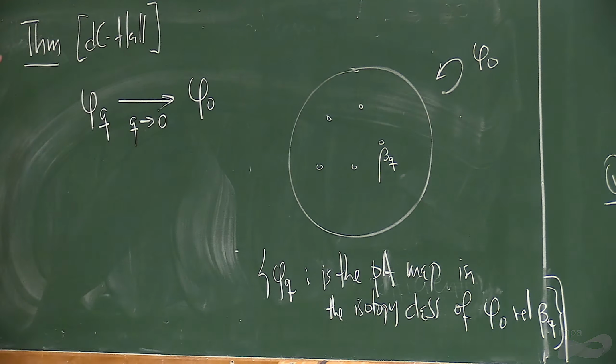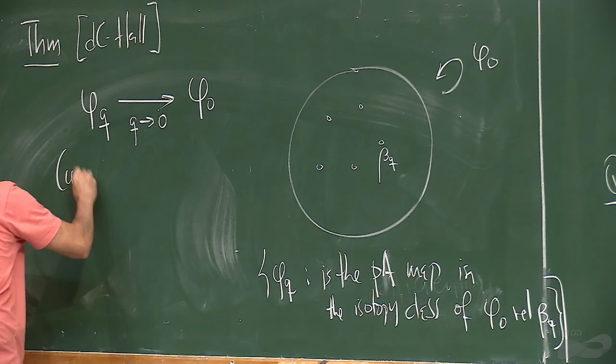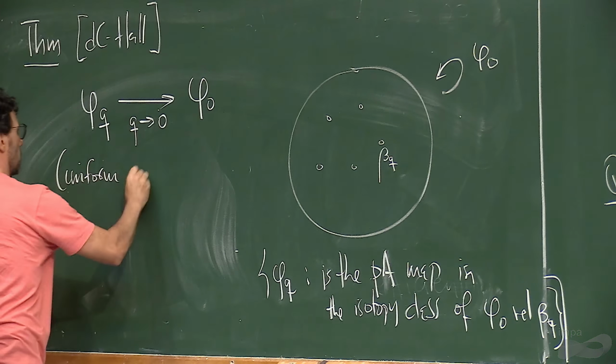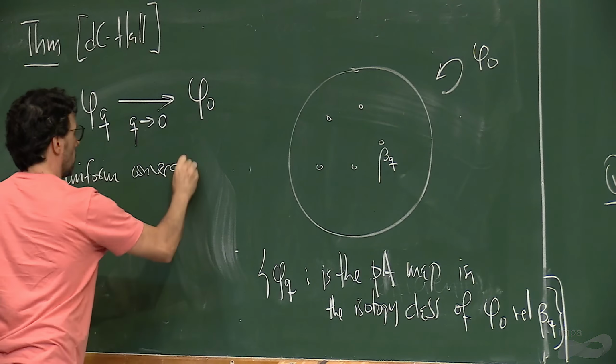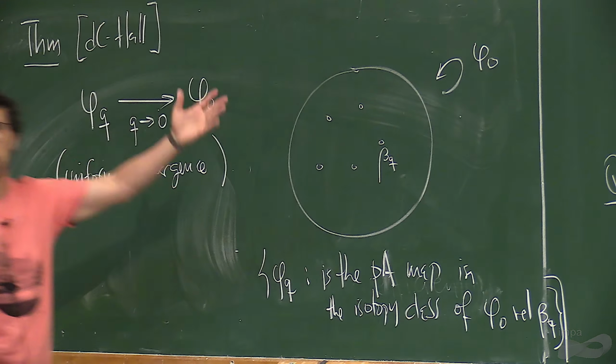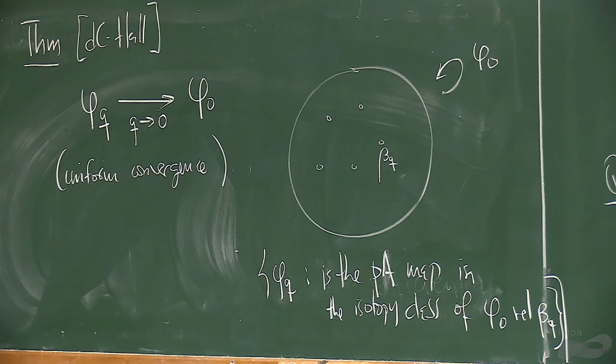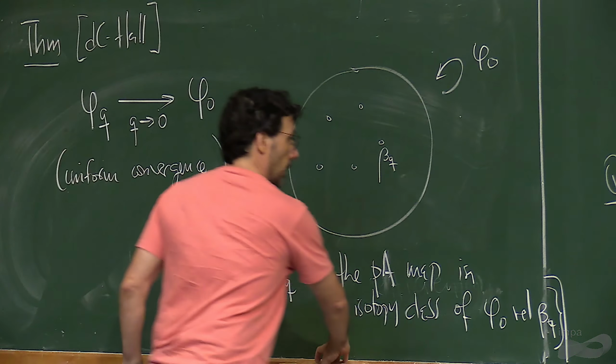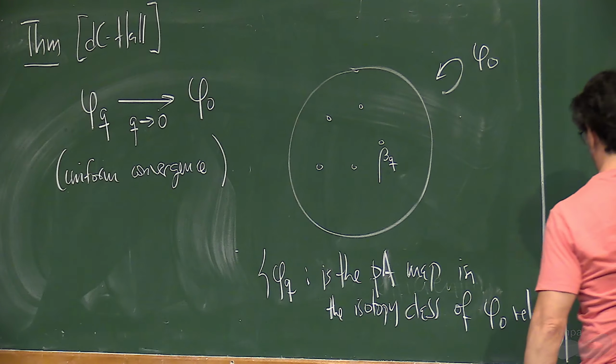And what I'm saying is that this actually converges as q tends to 0 to the tight horseshoe. And this is uniform convergence, okay? All of these maps are homeomorphisms of the sphere, and they converge, okay? So that's one statement.